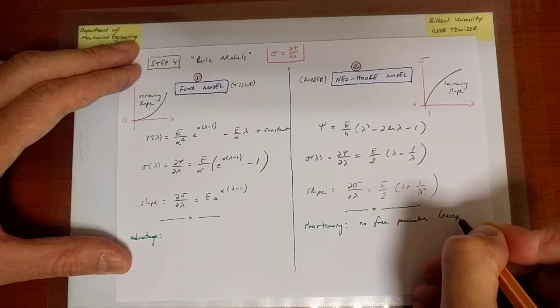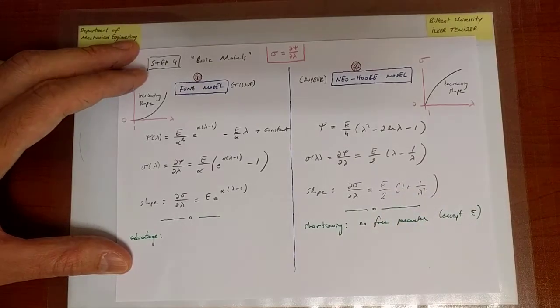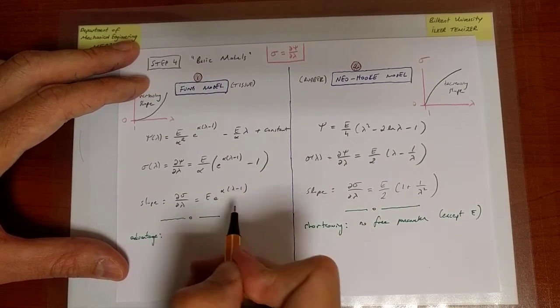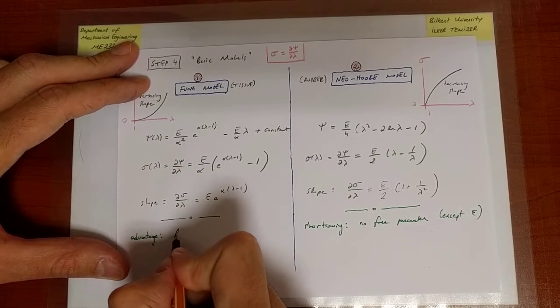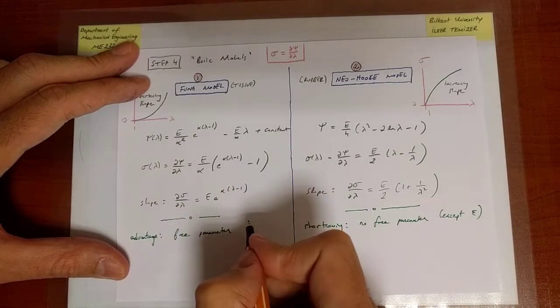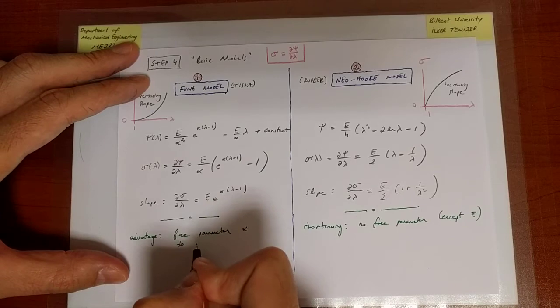Certainly E is there, but really it's for small deformations already. So the advantage of this one is I have one such parameter, alpha. So there is a free parameter alpha to fit data better.